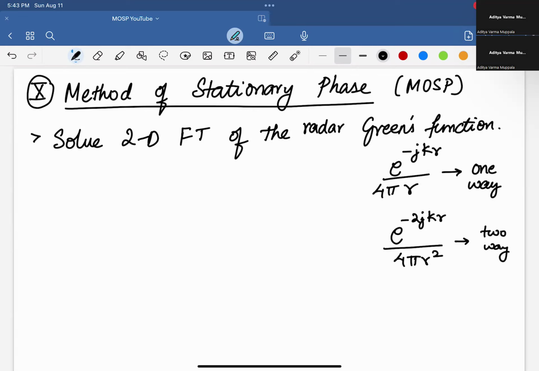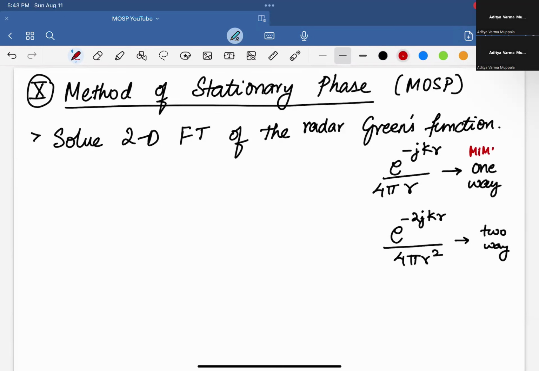So in the MIMO case, we saw that this showed up in the MIMO RMA, and this showed up in the SAR RMA. Right, so we'll see how to take the Fourier transform of something like this using this method of stationary phase.